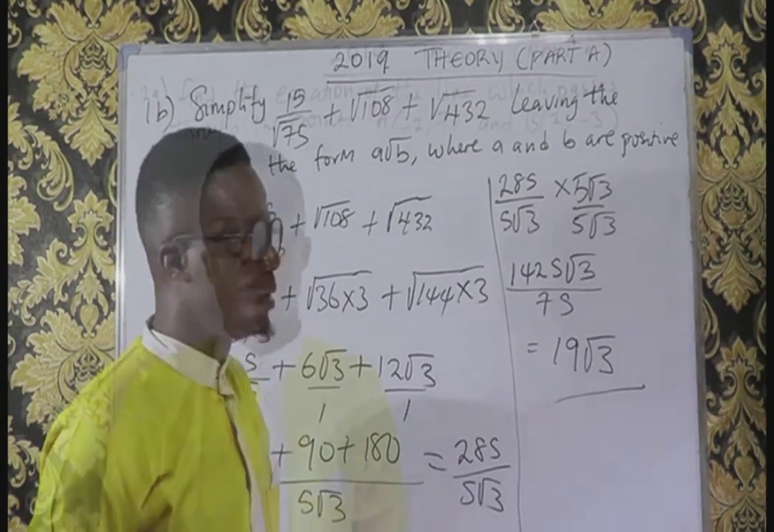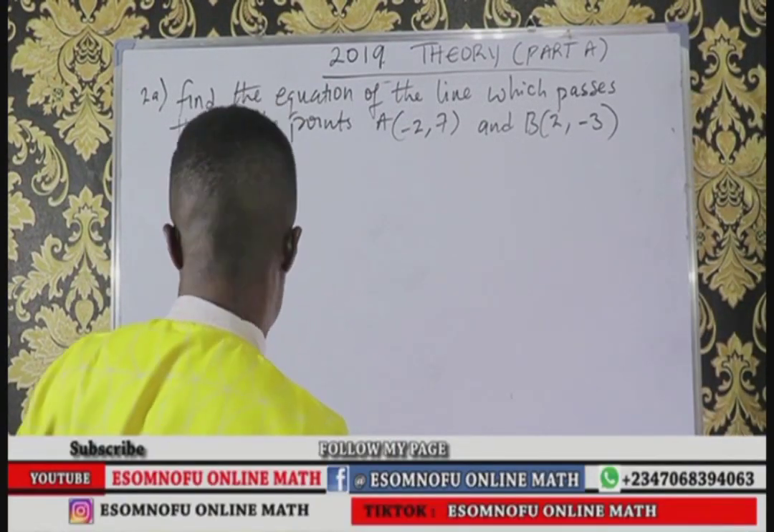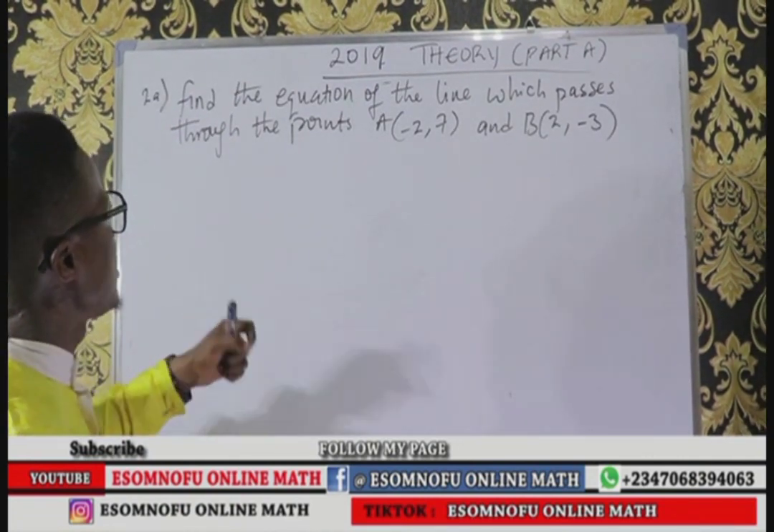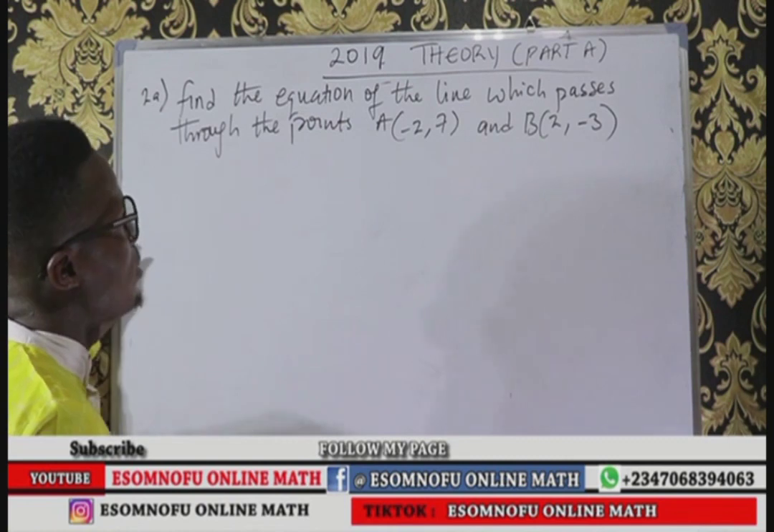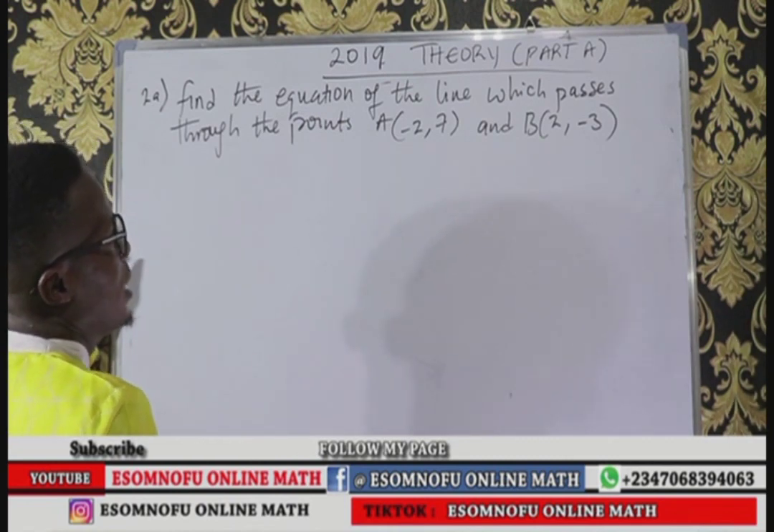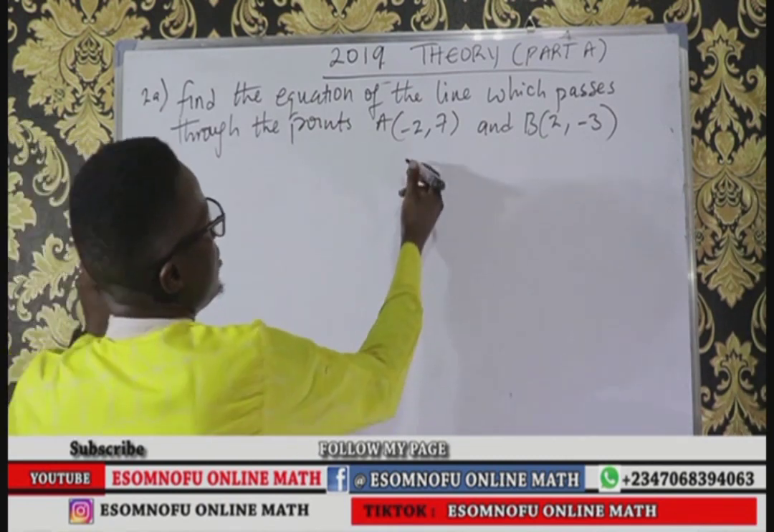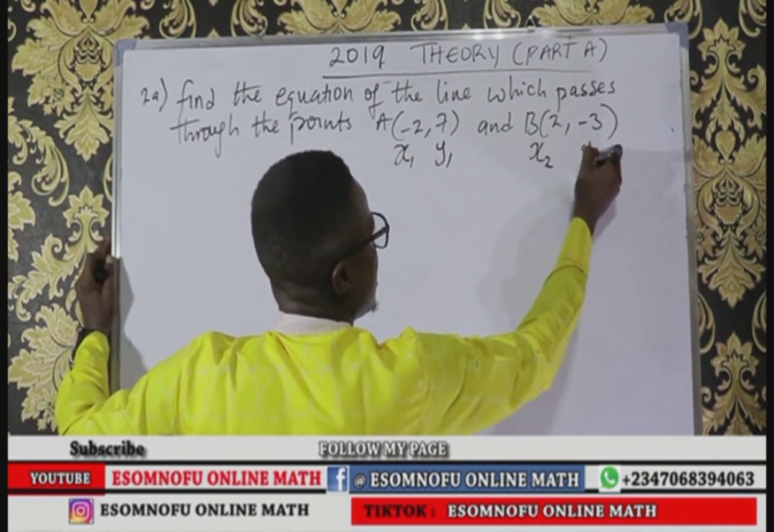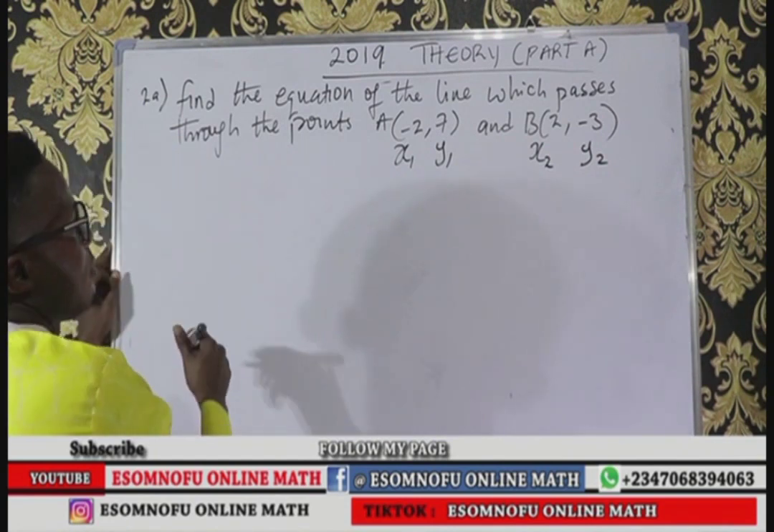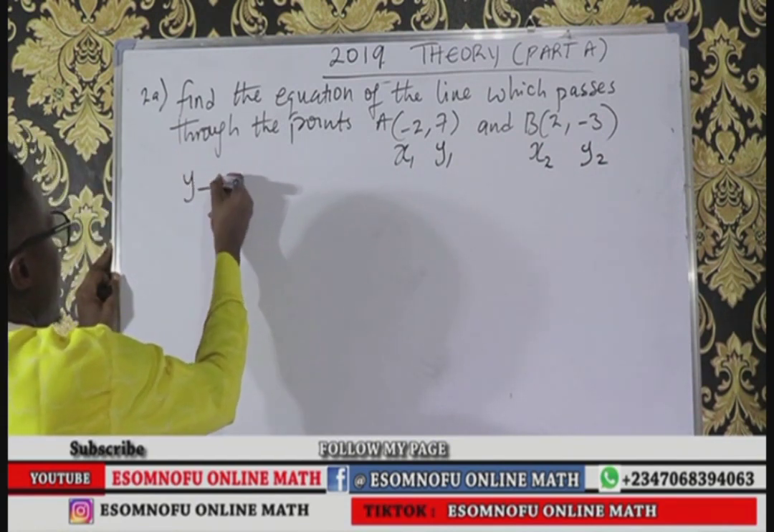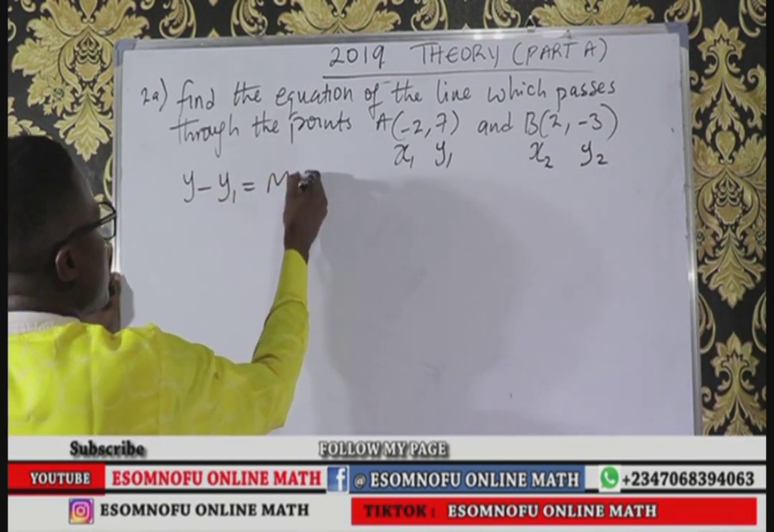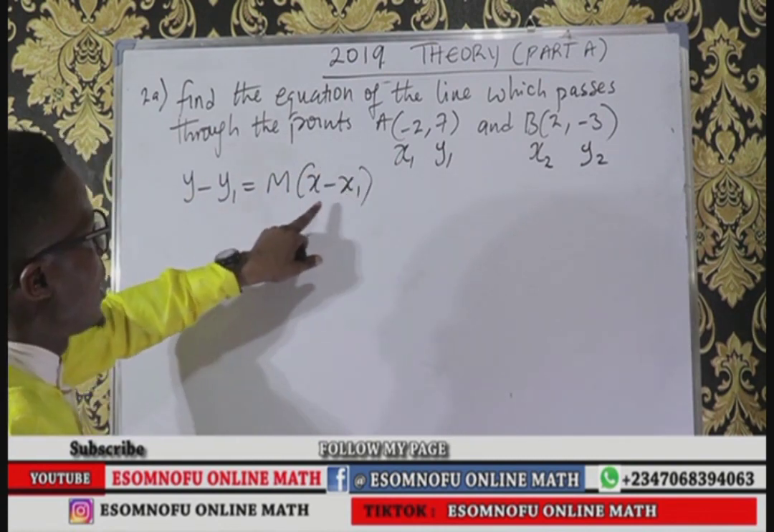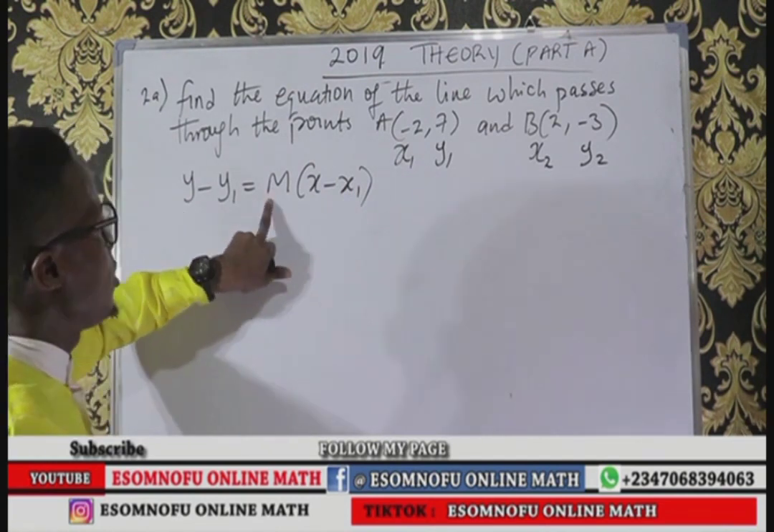Let's take another one. In question number 2a, it says, find the equation of the line which passes through the points (-2, 7) and (2, -3). Just know that this one is x1, this is y1, this is x2, and this is y2. The equation of a straight line is given by y minus y1 equals m into x minus x1. We know our y1 and x1 from here, but we don't know m.